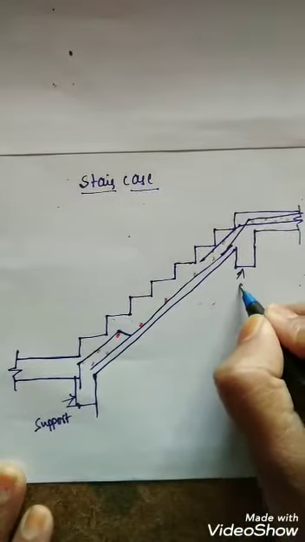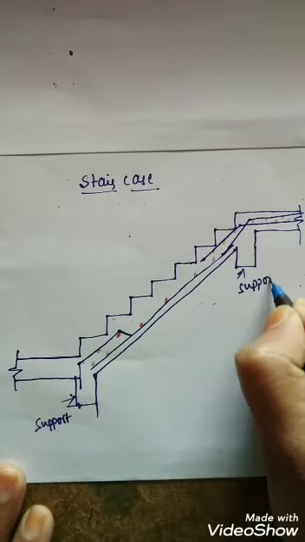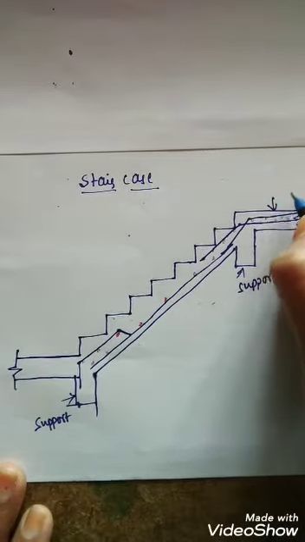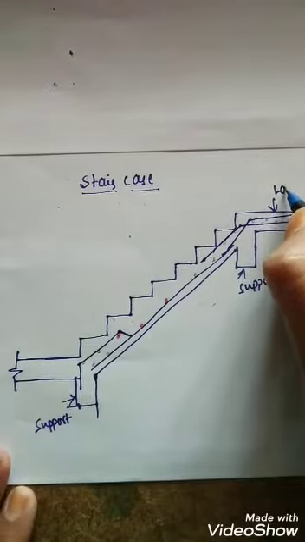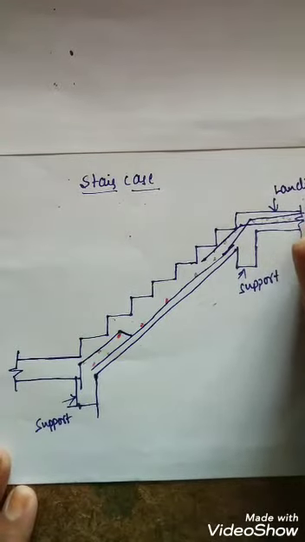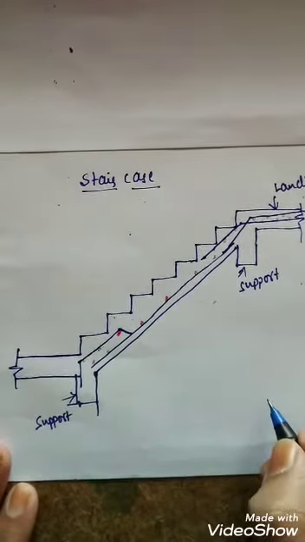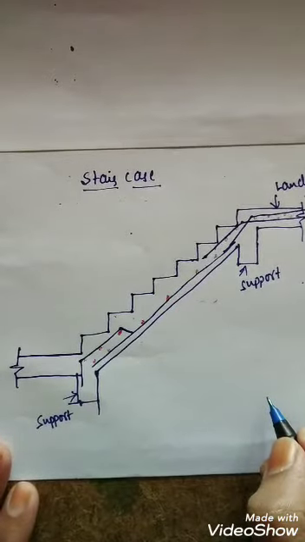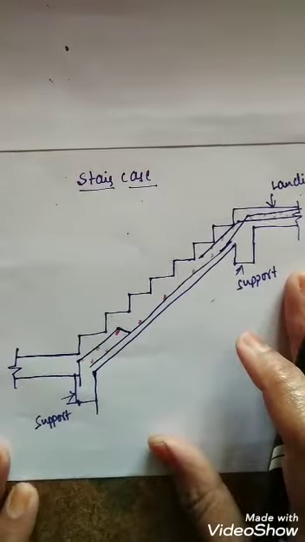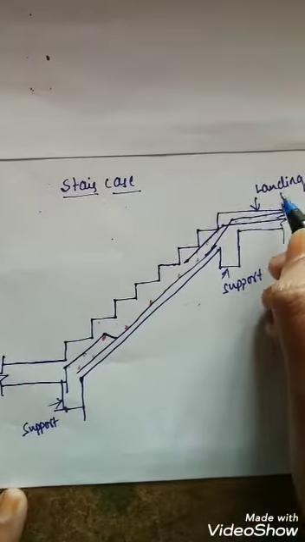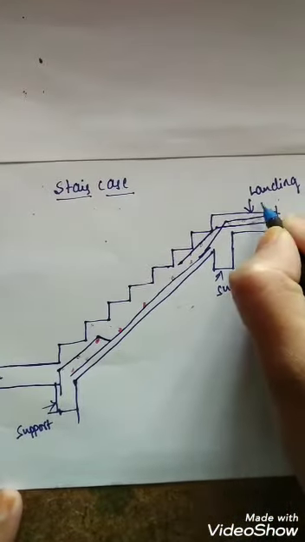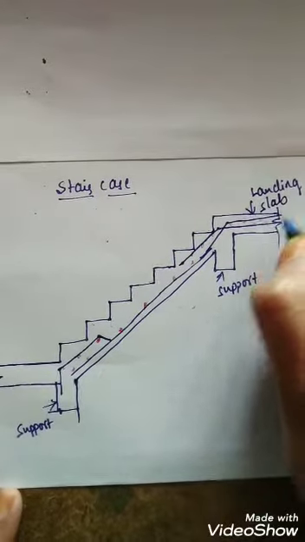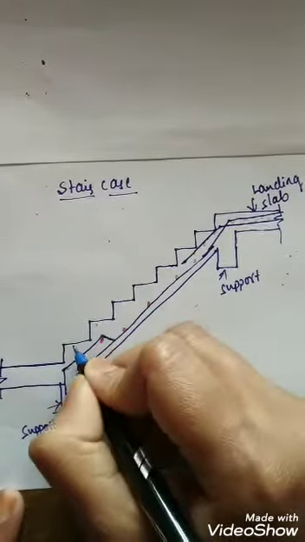So this is also a support we have provided, and this one we are calling a landing. Landing we have provided in the staircase to give a comfortable feeling for the persons who are walking on the staircase. So we need some amount of rest. That rest we have provided in the form of a landing, and this one we are calling the landing slab. So these we are calling steps.